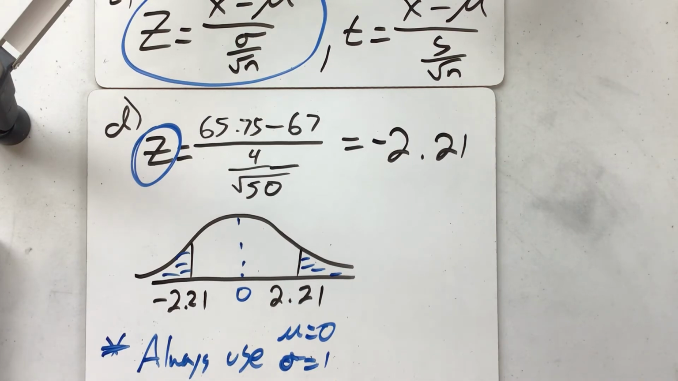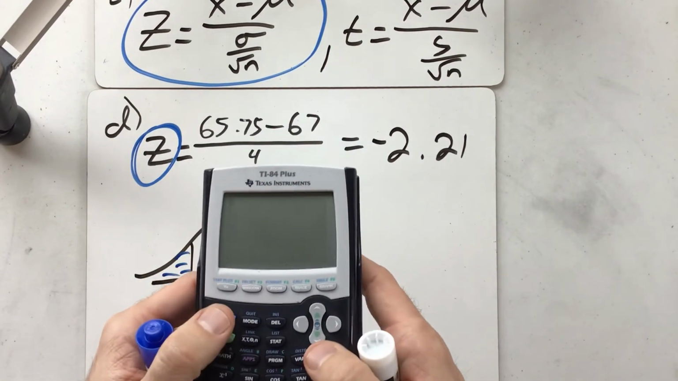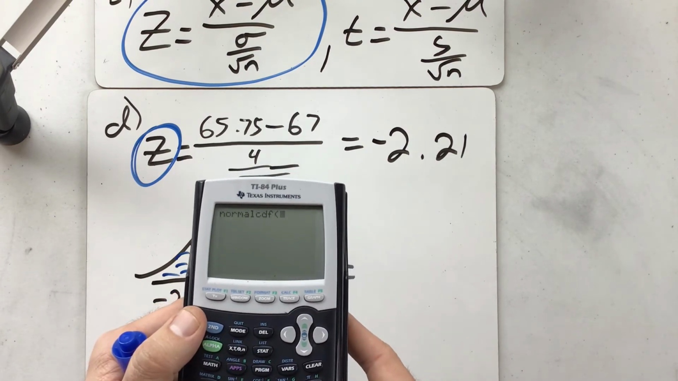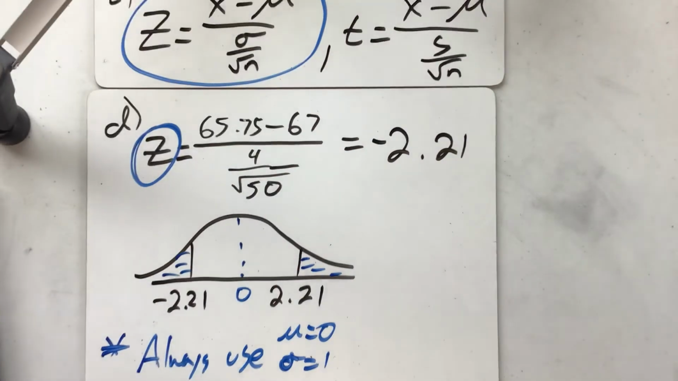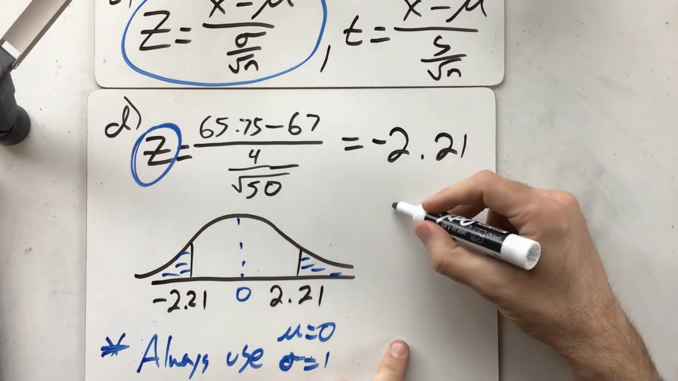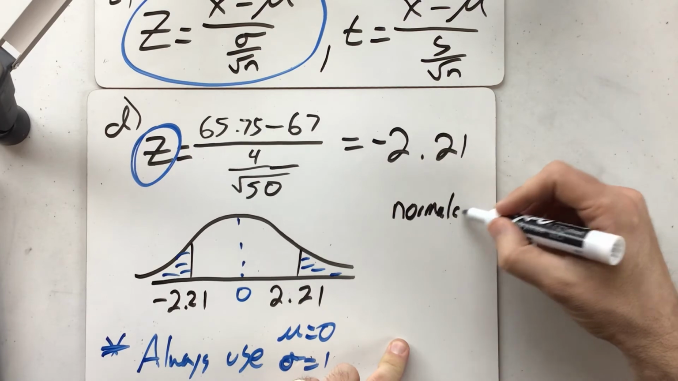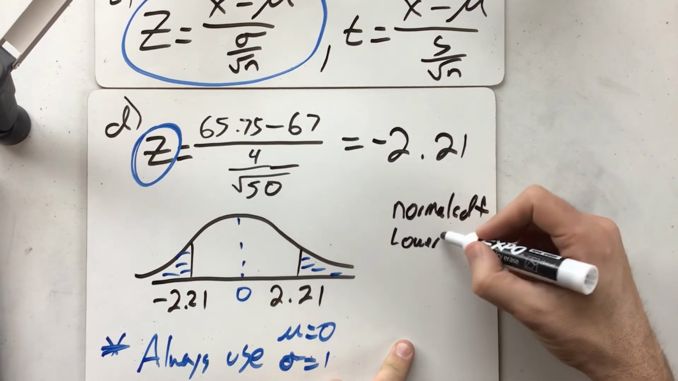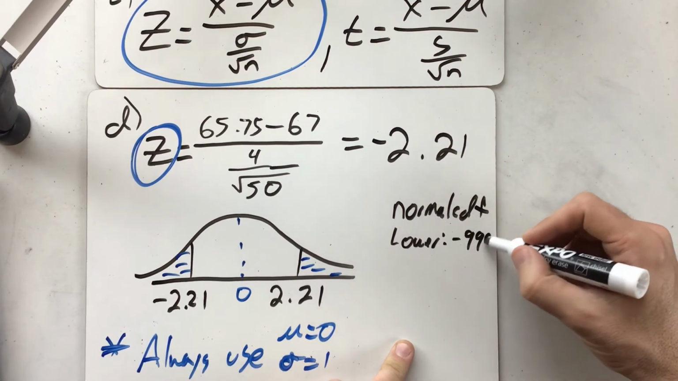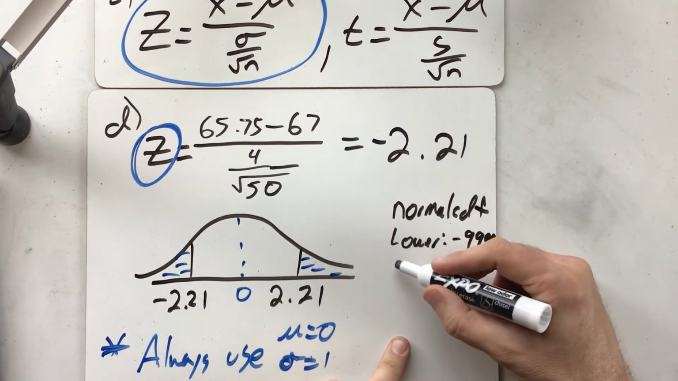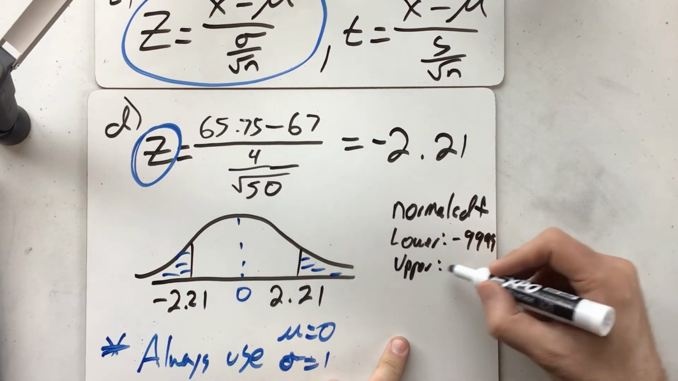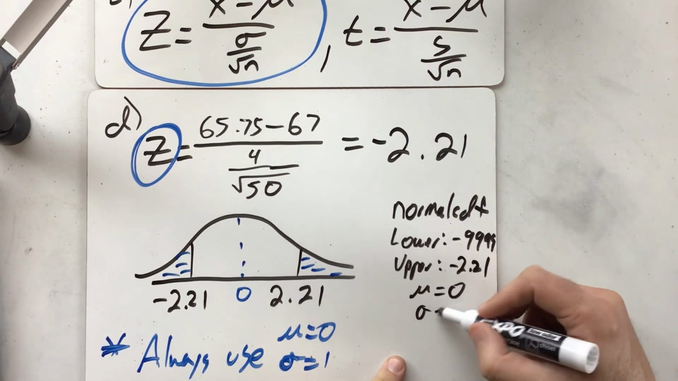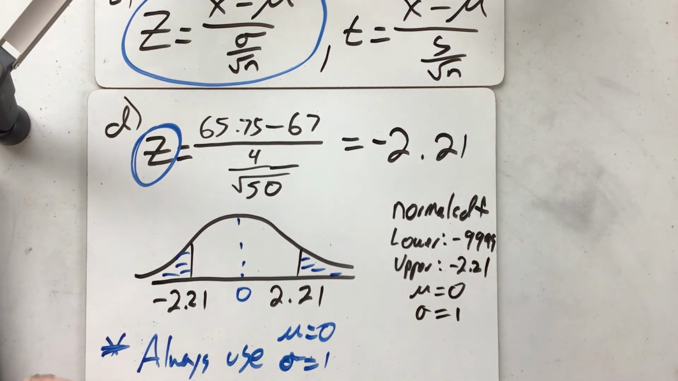Let's find that using our calculator. Remember, we go to the distribution button and we go to normal CDF. Most of you will have a menu, but I'm just going to type mine in. So we'll go normal CDF. For my lower, I'll use -999, like some negative infinity number. And for my upper, I'll use -2.21, with mu equals 0 and sigma equals 1. I'll type all that in.